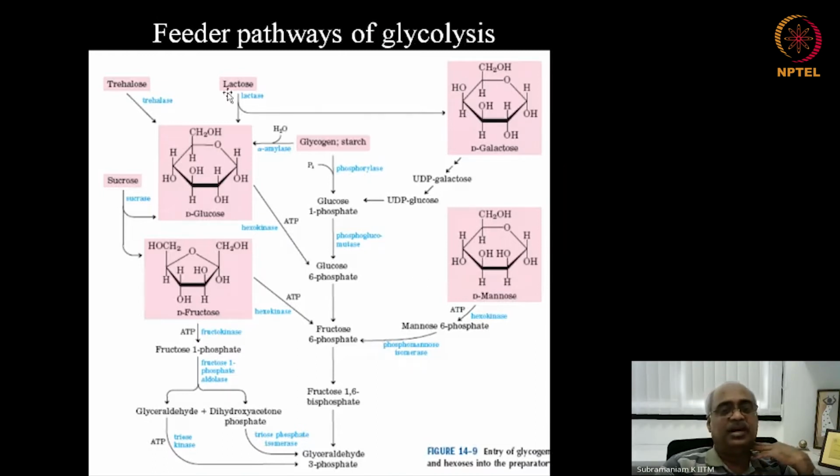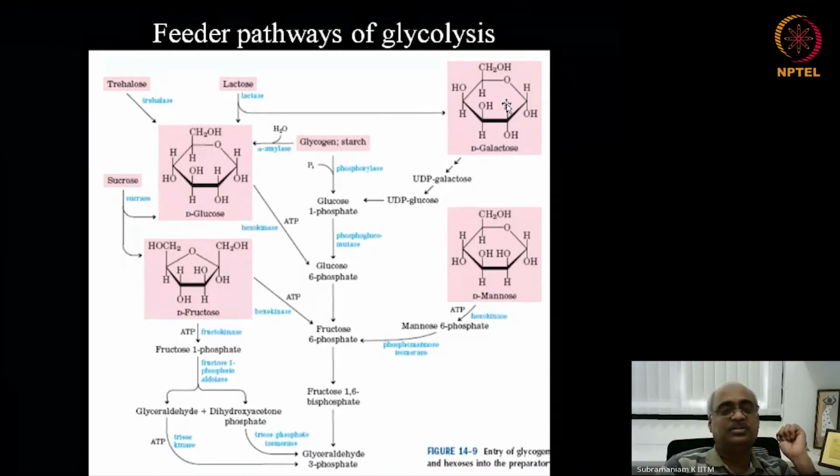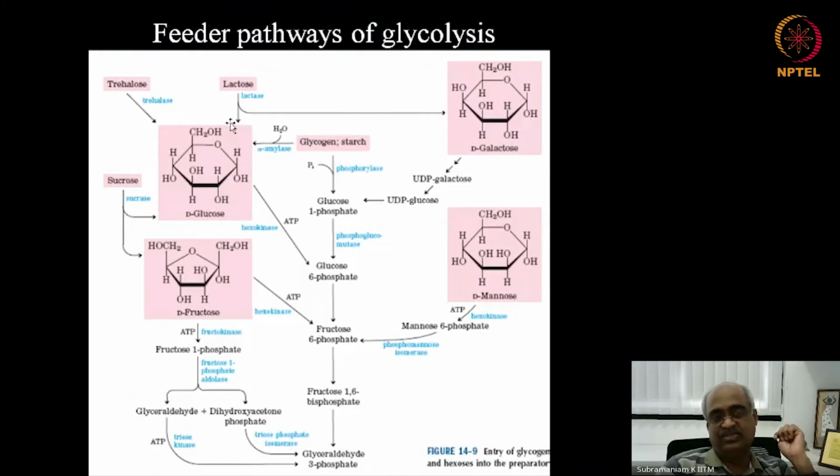And so the other one, galactose, if it doesn't isomerize into glucose, then it can actually go via this route and then enter here. And another sugar, the 6-carbon mannose, that also can enter. So like this, multiple sources of carbohydrates can all finally get converted into intermediates of glycolysis. And these steps are what we call the feeder pathways of glycolysis.